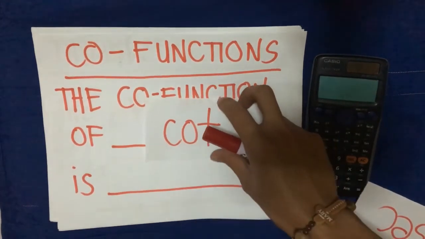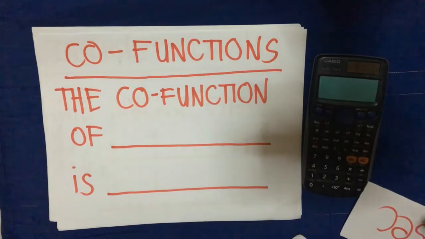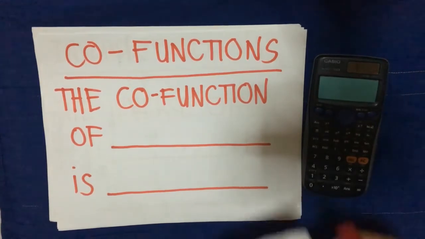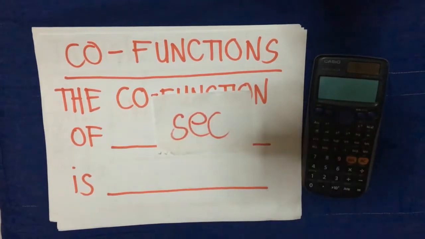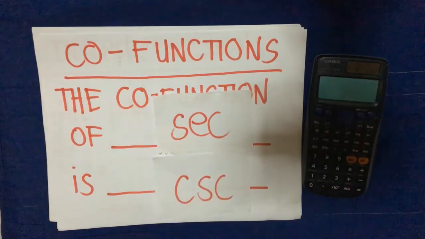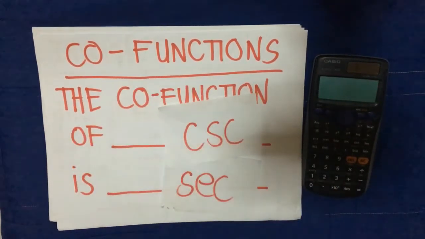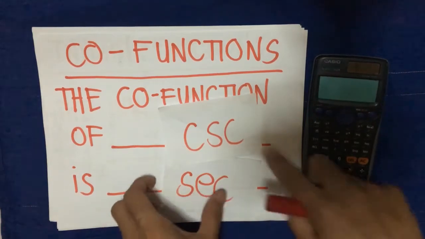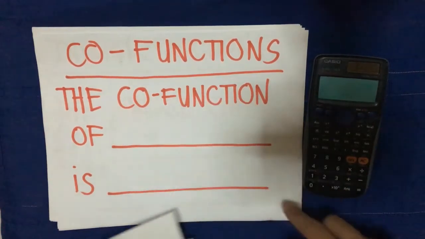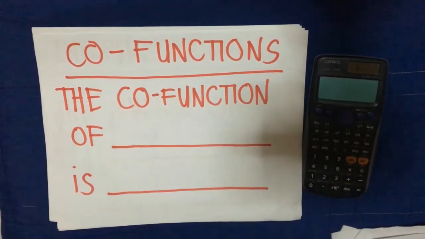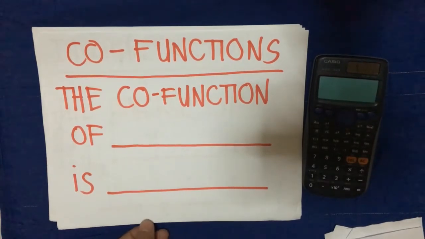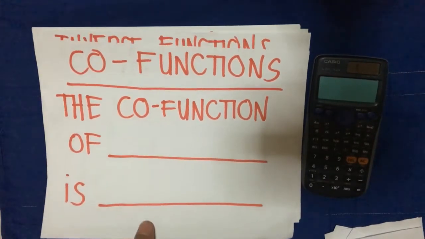Take note of these characteristics of our trigonometric functions. And lastly, the co-function of secant is none other than cosecant. That is the co-function of secant, cosecant, and that is also vice versa. The co-function of cosecant is secant. That is the first characteristic of our trigonometric functions, the co-function.